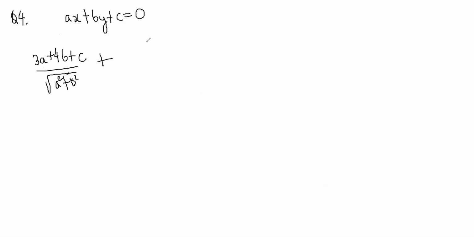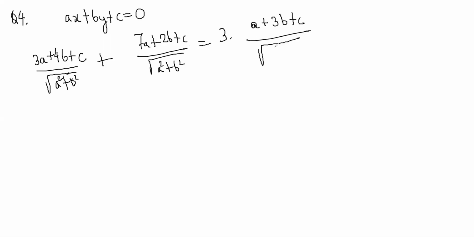Question number 4. The first condition that I will try to write: the equation of the straight line is ax plus by plus c is equal to 0. Perpendiculars are dropped from 3 comma 4, so (3a plus 4b plus c) by root a square plus b square, plus the second point 7 comma 2, so (7a plus 2b plus c) by the same root, is equal to 3 times the perpendicular from 1 comma 3, so (a plus 3b plus c) by root a square plus b square, right?